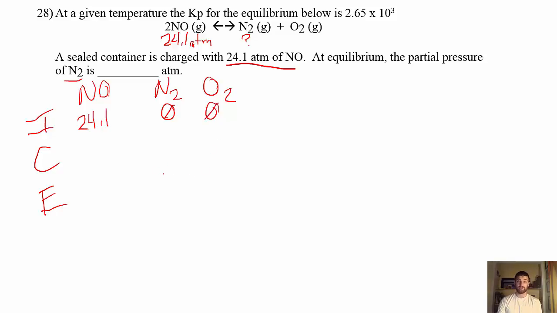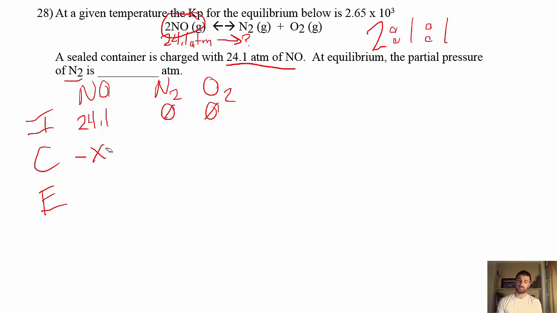All right, well, how much did it change? It didn't tell us, but we know. If I started with just NO, I'm going to have to shift to the right. So I know I'm going to use up some NO. Let's call that minus X. Better yet, look at the coefficients. What's the ratio? 2 to 1 to 1.